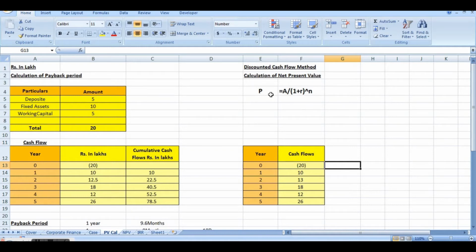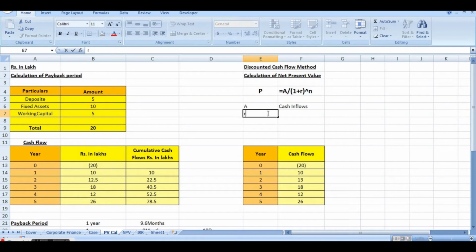Now how to calculate that? We have already seen this formula. Present value is calculated as future value divided by 1 plus r raised to n. Here A is given to us. A is nothing but the future value that we are going to use for calculating present value. Future cash flows, these cash inflows, we will consider as cash inflows.